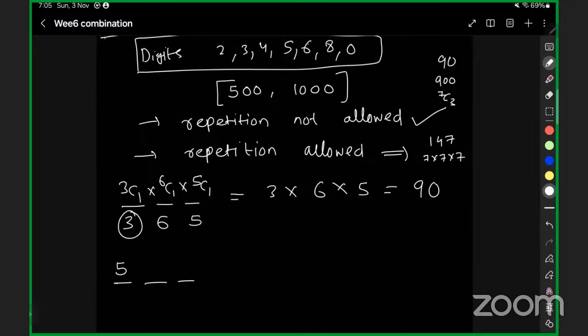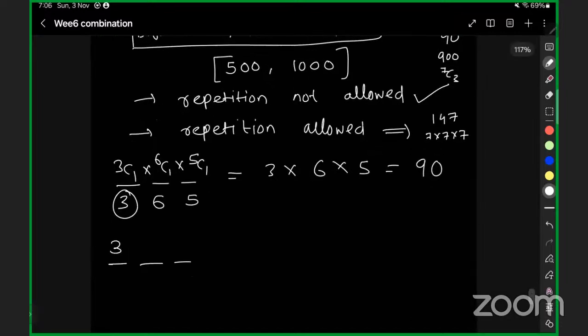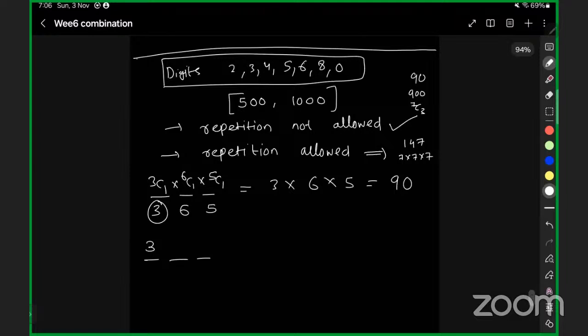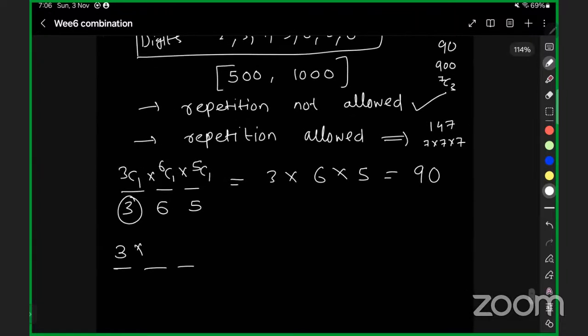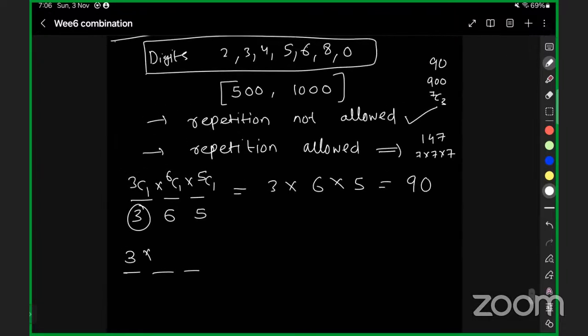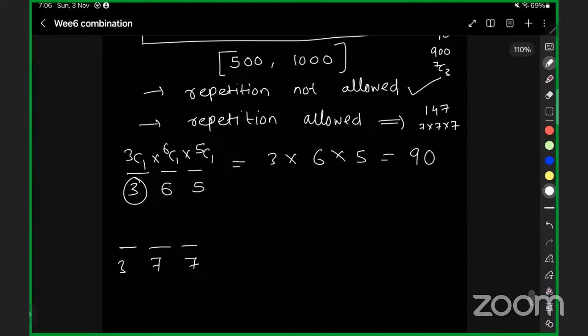First option, it has to be 5 or more, right? So 5, 6, and 8, any 3 options are possible here. Since I have this, at the second position, out of 7, any digit can come up, so again I can write 3. Repetition is allowed, right? So out of 7, I'll choose something. Here we have 3 choices, here 7 choices, and again 7 choices because repetition is allowed.